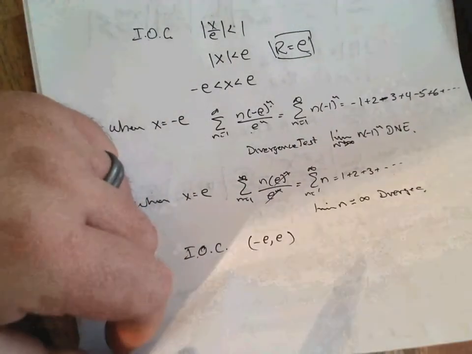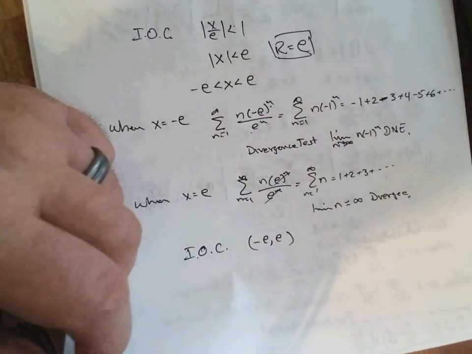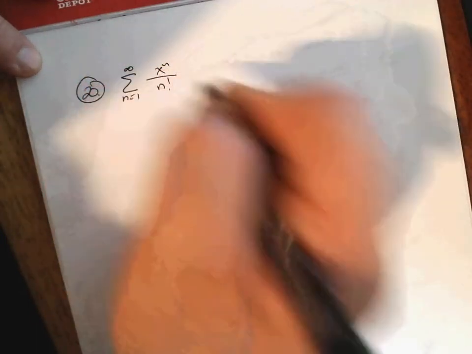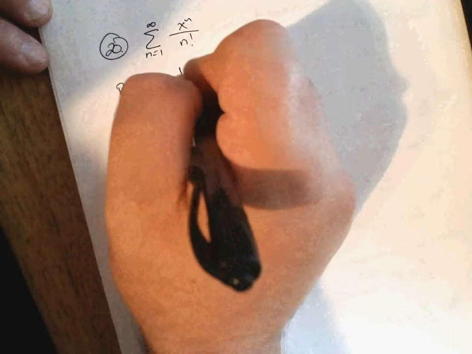All right. Let's try problem number 20. And for the next couple, what we're going to really practice is how you do the cancellations properly in the ratio test. So in 20, we have x to the n over n factorial. Let's find the radius of convergence and the interval of convergence for this.